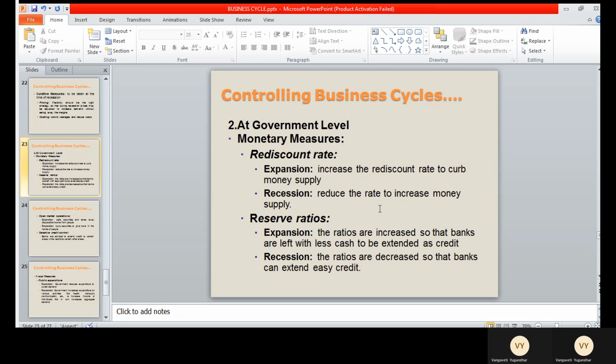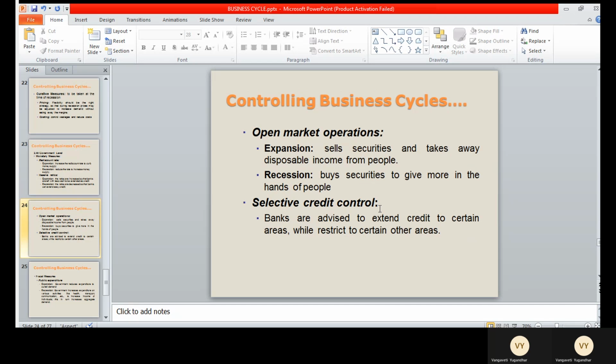Next one is reserve ratios. During expansion, the ratios are increased. Basically, that is by RBI, so that banks are left with less cash to be extended as credit. Next one is recession. During recession, the ratios are decreased so that banks can extend easy credit. Like that, you can see monetary measures during expansion and recession.